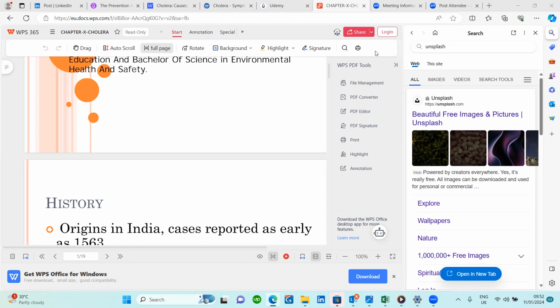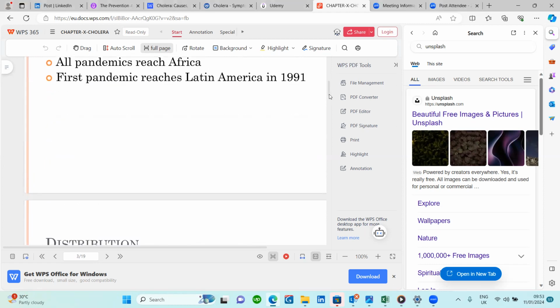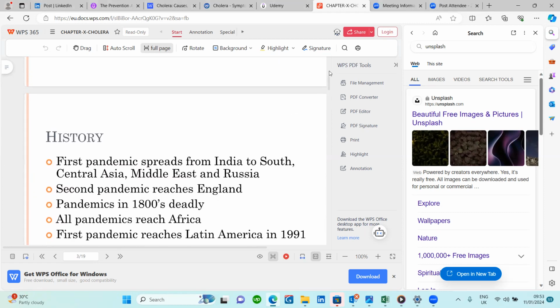A carrier is an individual infected with Vibrio, who does not develop the typical symptoms of cholera. Vibrio is the causative agent, the type of bacteria that is Vibrio cholerae. A carrier is an individual who is infected with the causative agent, who does not develop the typical signs of cholera.